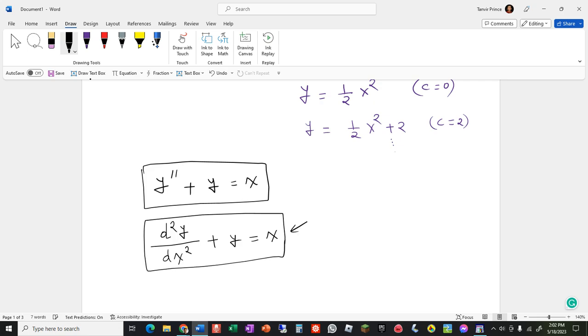In some way, this is better because just looking at it, you know what the independent variable is. In this case, of course, you can look at the right hand side, which is x. So you know the independent variable is x.